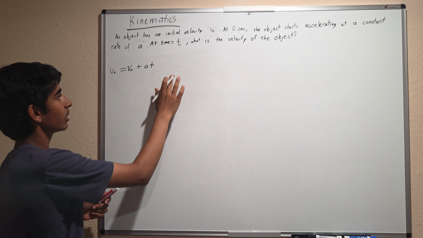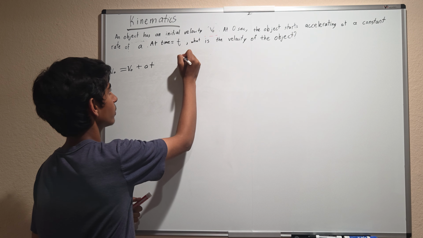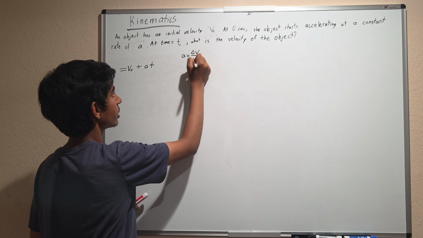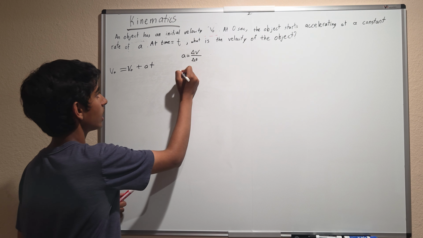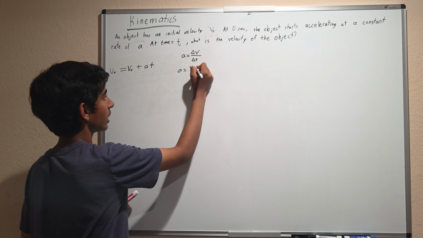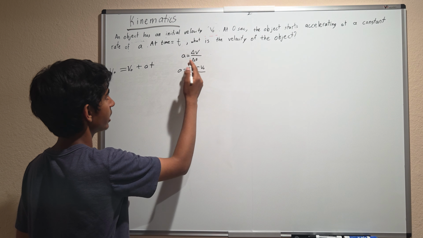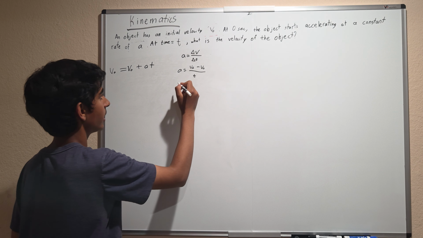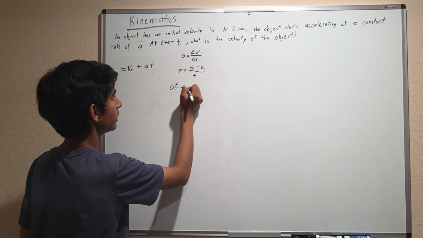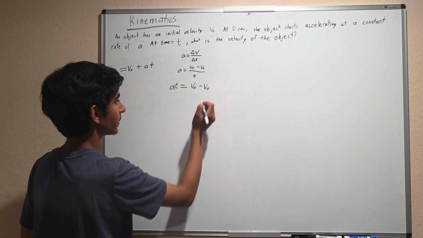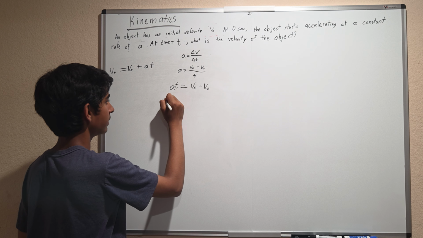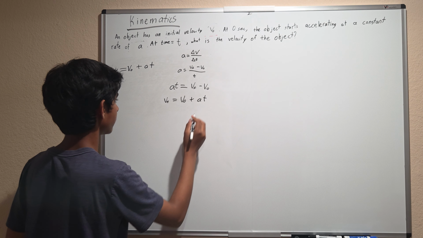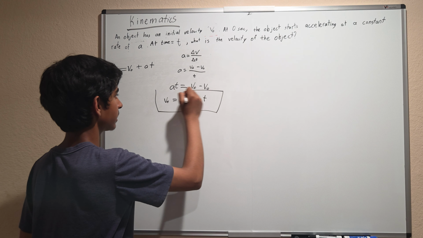To start off, let's start with the definition of acceleration, which is the change in velocity divided by the change in time. Now, the change in velocity is just the final velocity minus the initial velocity, and the change in time is just t, since we start off at 0 seconds. Multiplying both sides by t, we get at is equal to v final minus v naught. Adding v naught to both sides, we finally get final velocity is equal to the initial velocity plus the acceleration times time, which is the first kinematic equation.